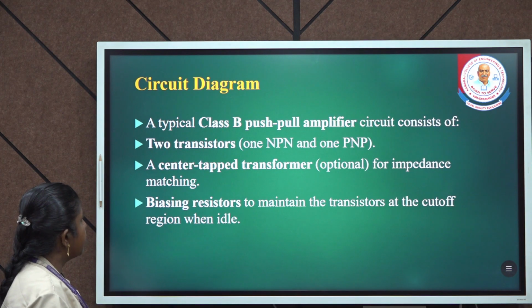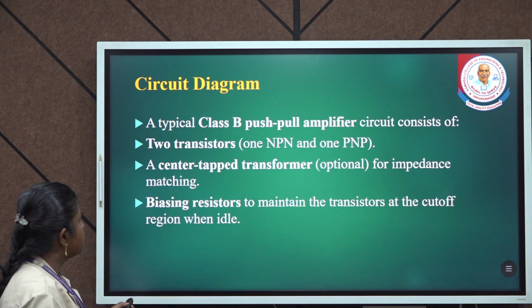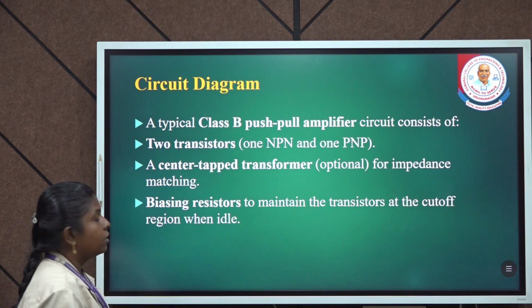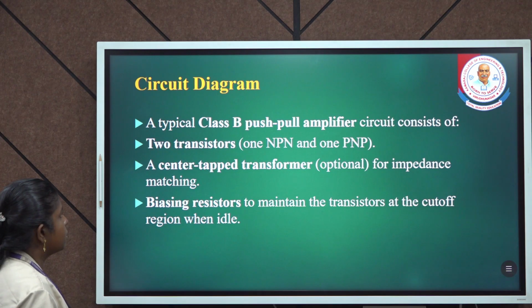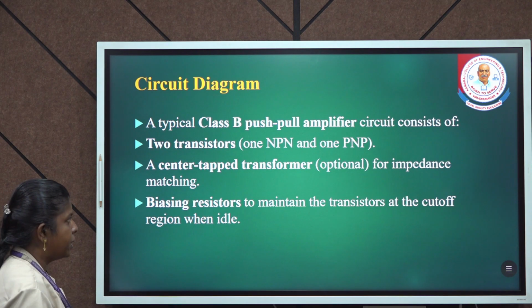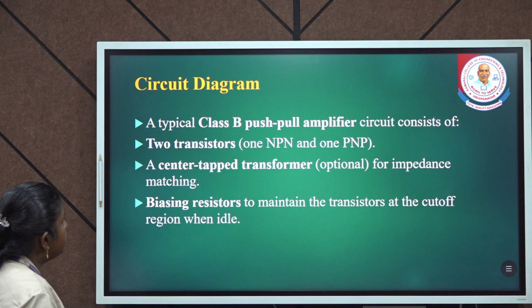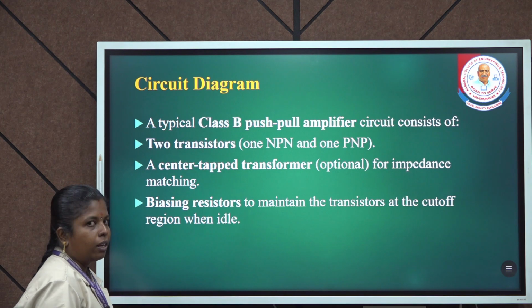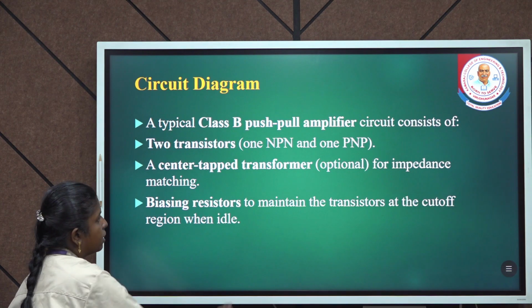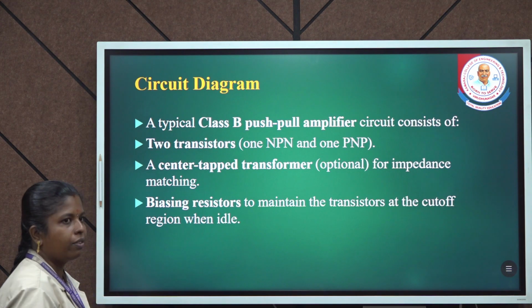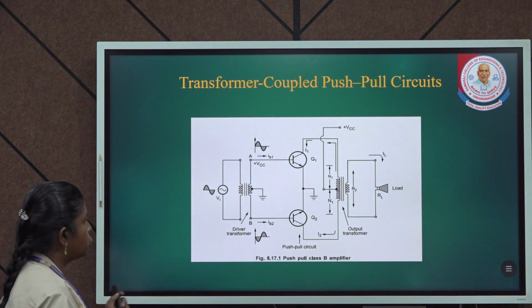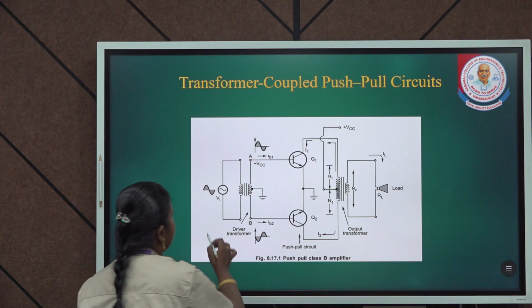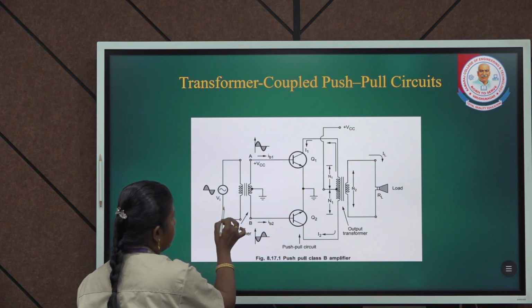Then the circuit diagram, the typical Class B circuit diagram. The Class B push-pull amplifier consists of two transistors, one NPN and one PNP, a center tapped transformer, optional for impedance matching, and biasing resistors to maintain the transistors in the cutoff region when idle. The transformer coupled push-pull circuit is shown here, where the voltage is given at the input.